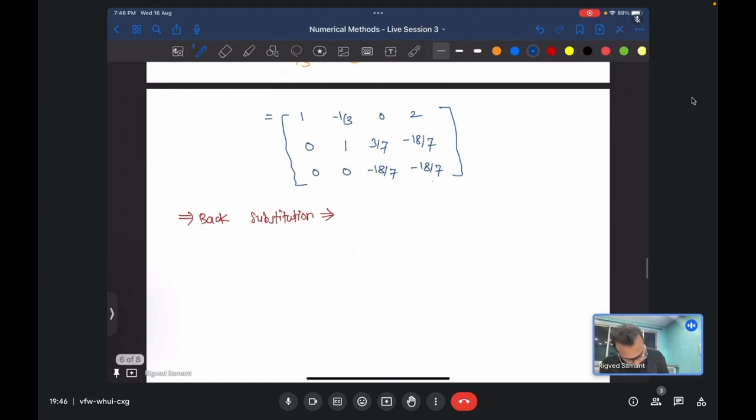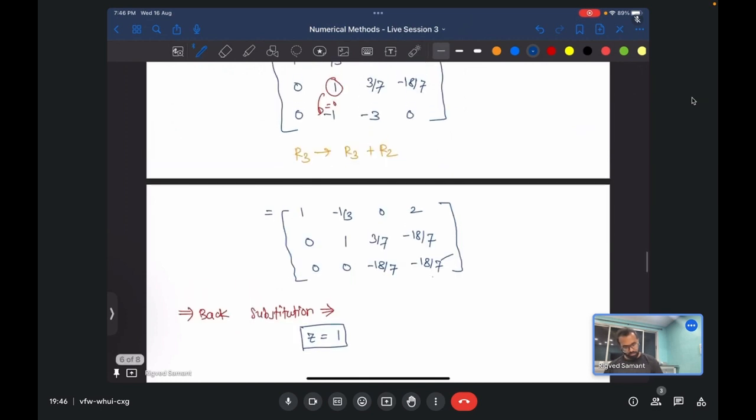So Z would be 1, right? Okay. Let me just check this value again. R3 plus R2: 0 minus, yeah, and minus 3 plus 3 by 7. Yeah, correct. Z will be 1.